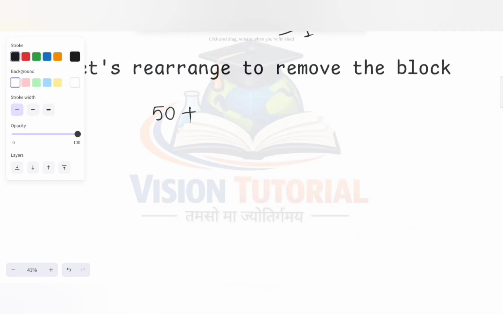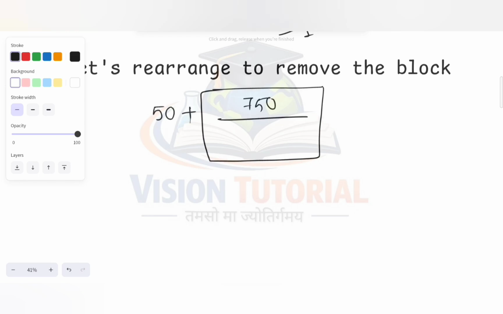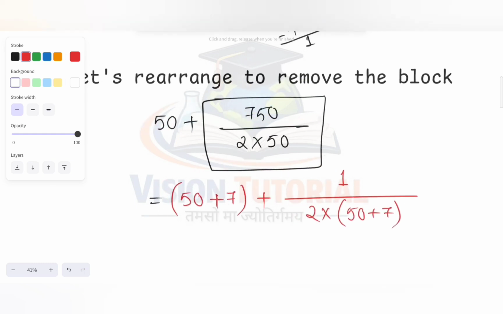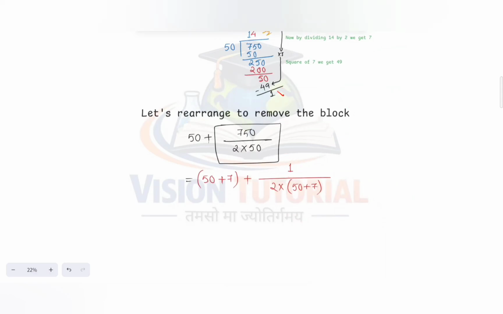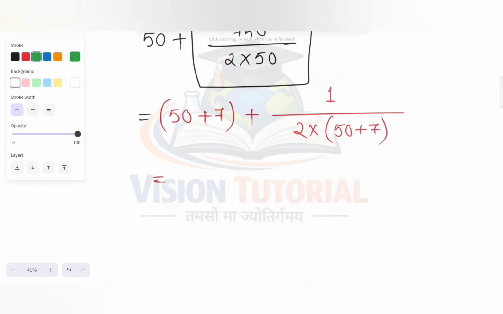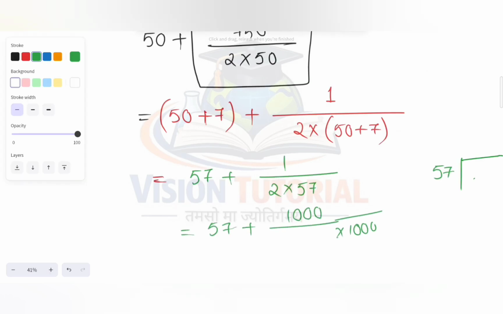After rearranging to remove the block, we add 7 to 50, and instead of 750, we place 1. Then we multiply by 2 times 50 plus 7. Thus, we compute 57 plus 1 divided by 2 times 57. When we do this, we get about 0.008. Adding it to 57, we get 57.008, which matches the calculator result exactly.